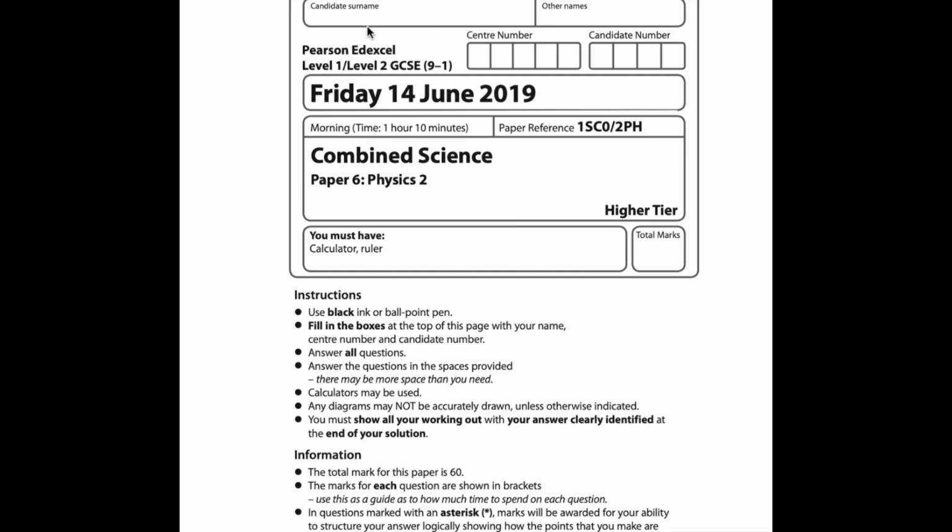Right, let us show you how to answer an Edexcel paper from 2019. It's paper 2 and it's higher tier. It's worth 60 marks.